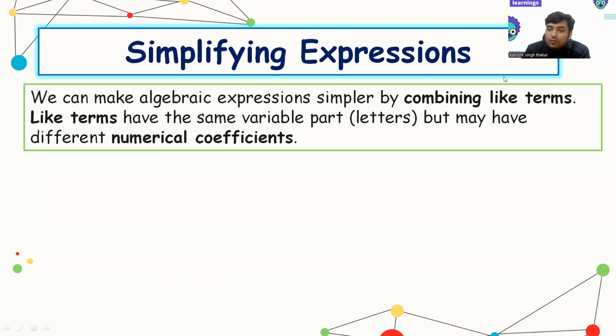Simplifying expressions: you have to combine like terms. Like terms have the same variable power but may have different numerical coefficients. Remember, I already told you 4y square and 4y are not like terms, so they cannot be added or subtracted. Multiplication and division are applicable, but addition and subtraction are only applicable for like terms.